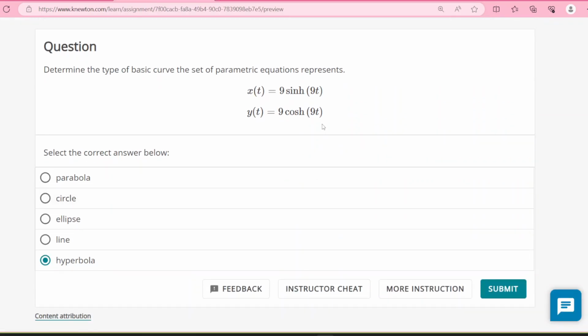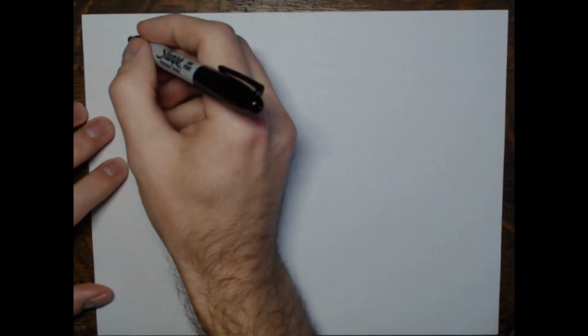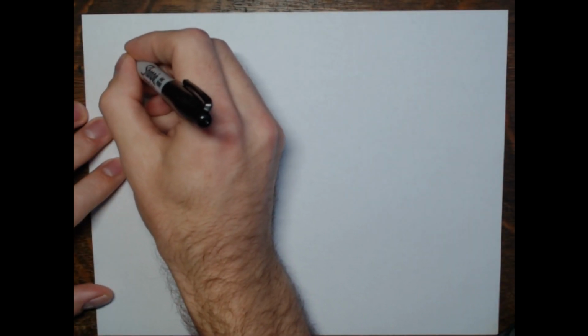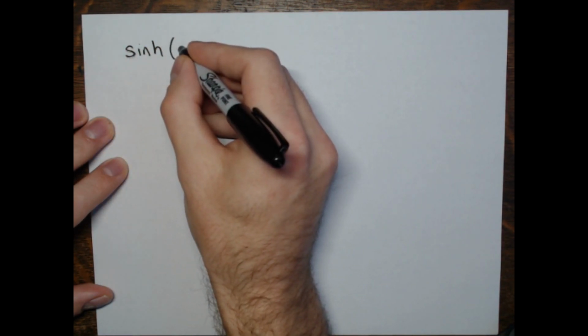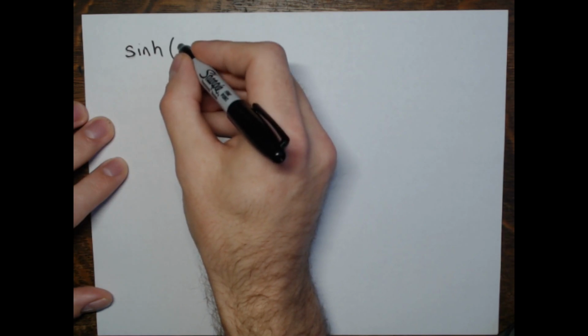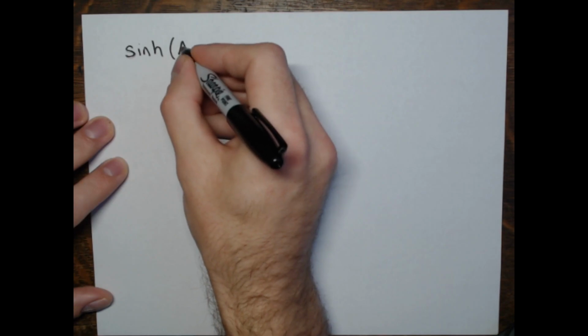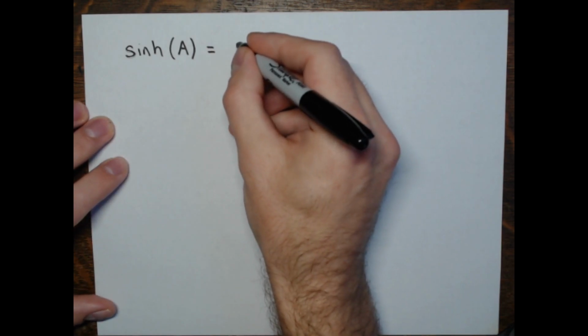All right, and I'll submit it, but let me go to some paper and I'll refresh you as to what these hyperbolic sine and cosine do. Some identities involved with them. So again, this hyperbolic sine, S-I-N-H of something. I don't want to use X, Y, or T, so I'll just do capital A again here for the argument. So the hyperbolic sine of something is defined this way.